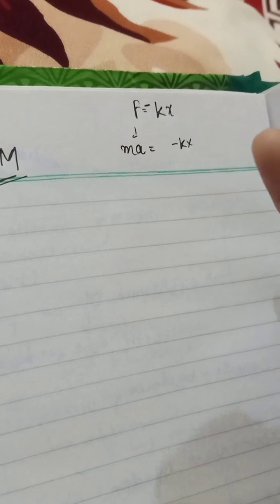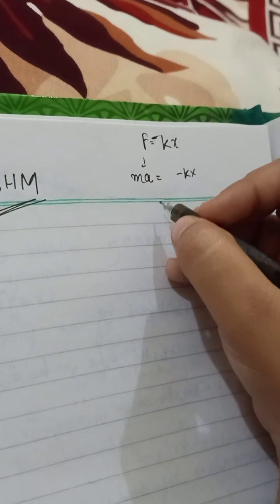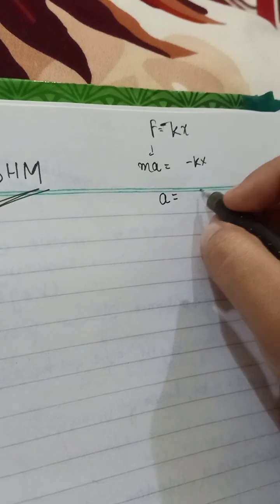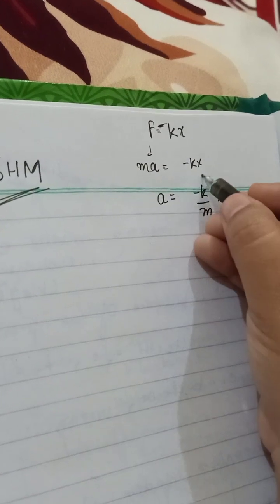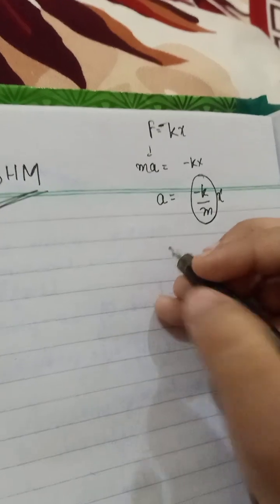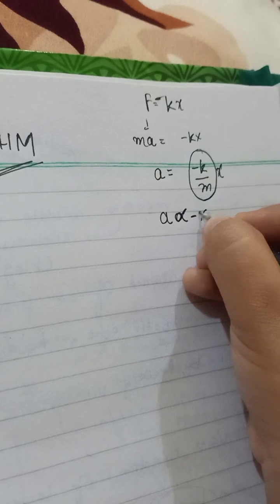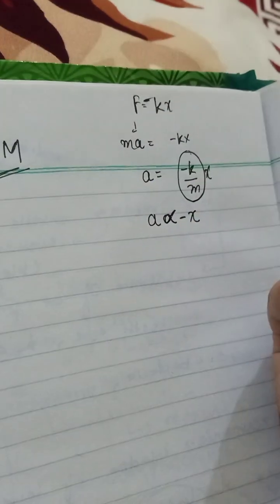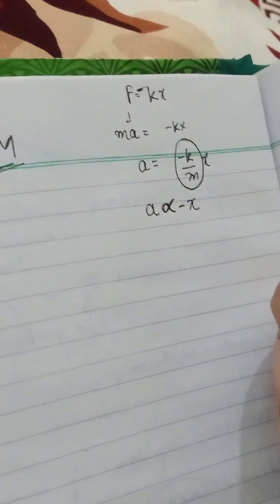The minus is there because the body, after the extreme position, always comes back to the mean position, so that's why it is a minus sign. If you want to find the acceleration, acceleration is equal to -k/m times x. This k/m is a constant, which means a is directly proportional to -x, so the more acceleration, the more displacement.